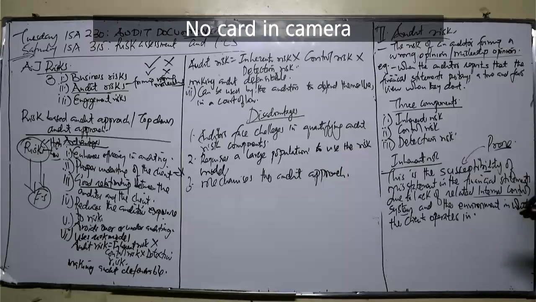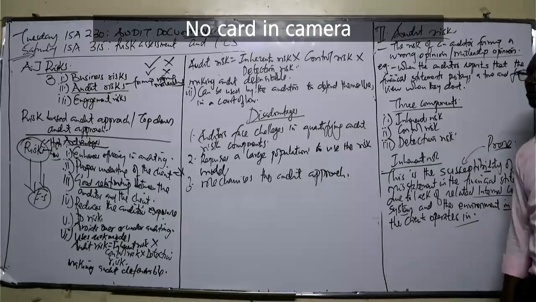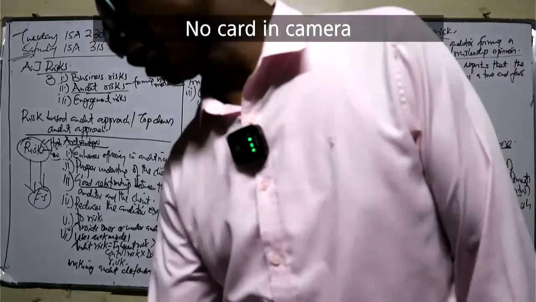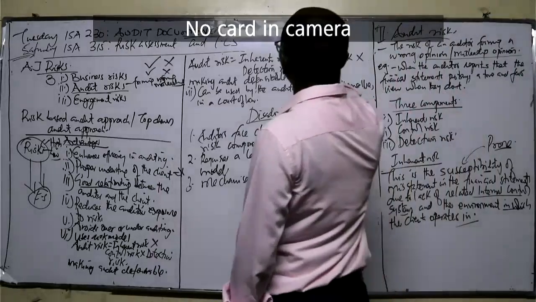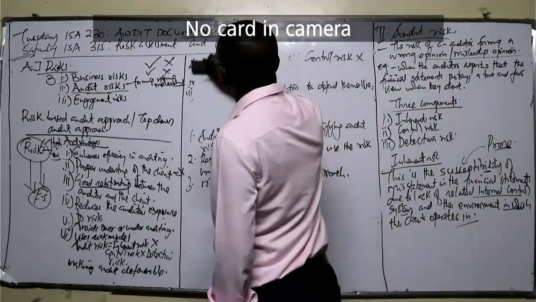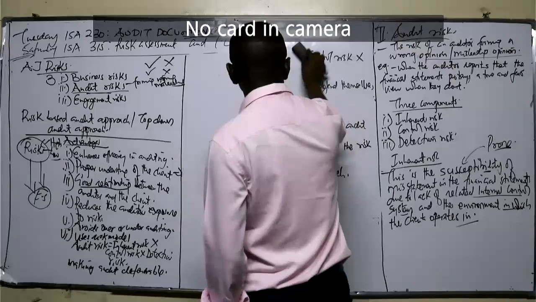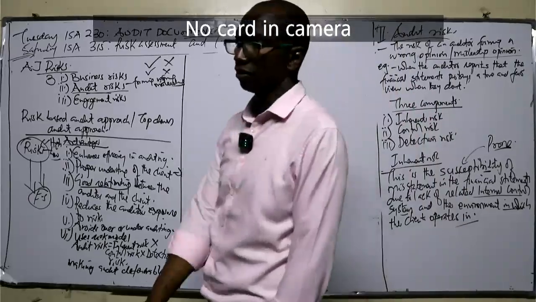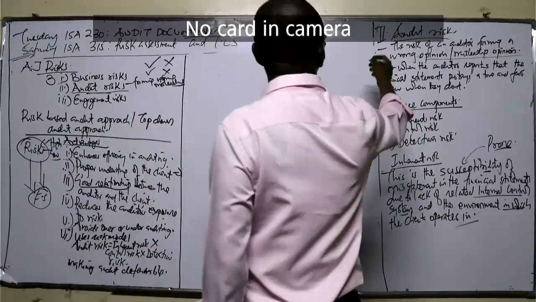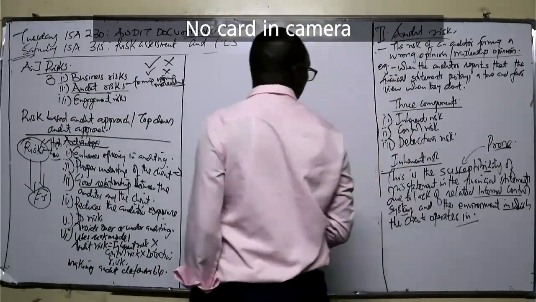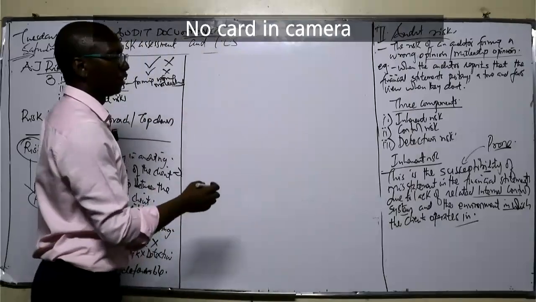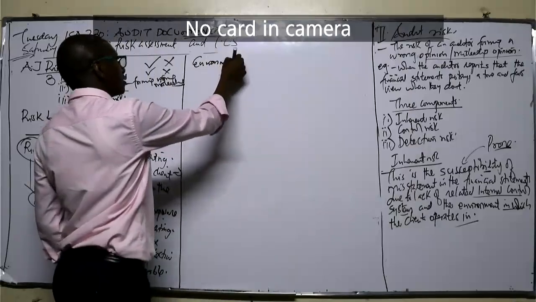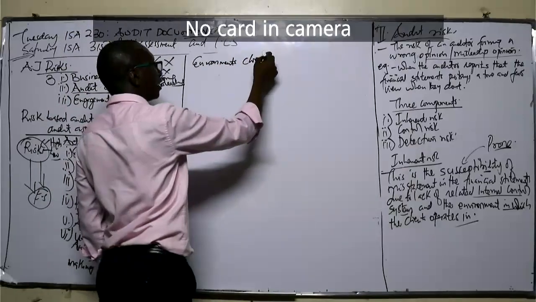Then, because of the environment in which the client operates in, there are some environments which make us so exposed, so susceptible to misstatements. That's why we stopped at this point, although we have digressed a little, I can give these explanations, then discuss the other components of audit risk. The environment is classified into two environments.